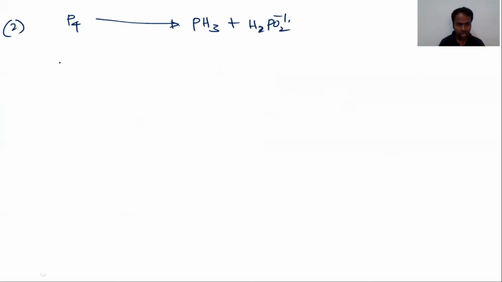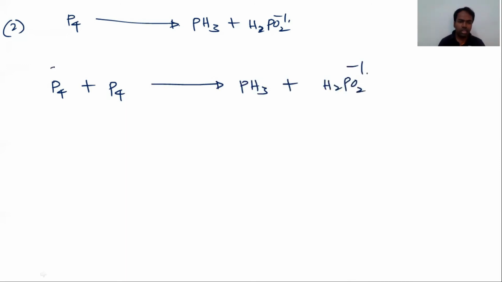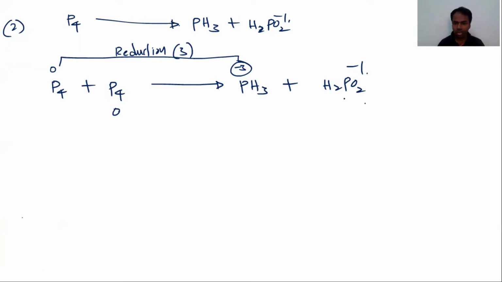So how can you balance this reaction? Use the same method as before. P4 forms PH3, and P4 forms H2PO2⁻. Here phosphorus is 0, and in PH3 phosphorus is -3. So 0 to -3 is a gain of electrons, which is reduction, with a difference of 3. In H2PO2⁻ phosphorus is +1, so 0 to +1 is a loss of electrons, which is oxidation.